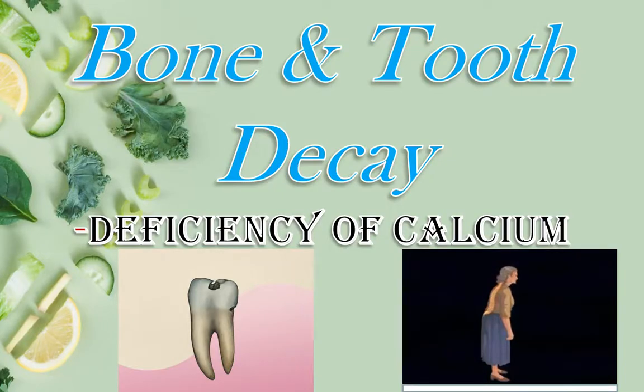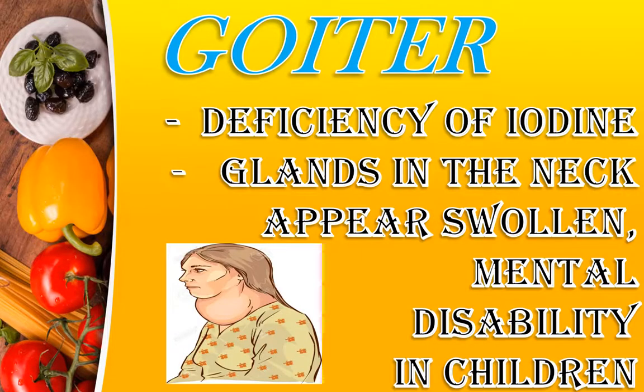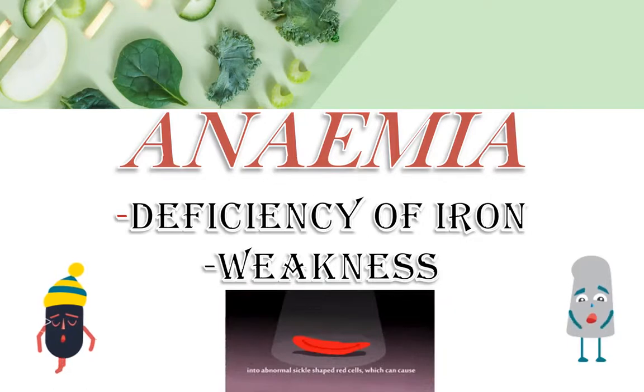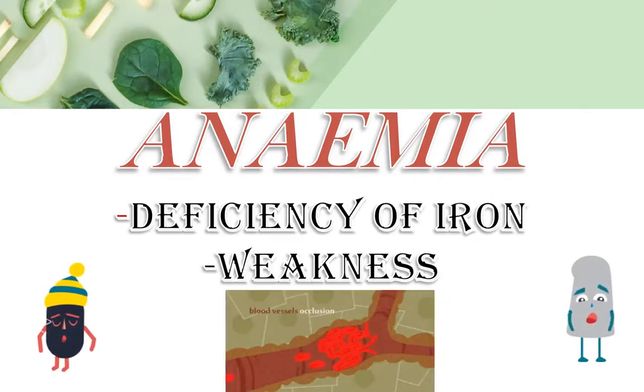Bone and tooth decay is caused due to the deficiency of calcium. Goiter. Deficiency of iodine is responsible for this disease. In this, glands in the neck appear swollen. This also causes mental disability in children. Anemia. It is caused due to the deficiency of iron.